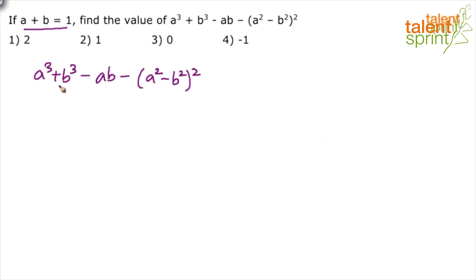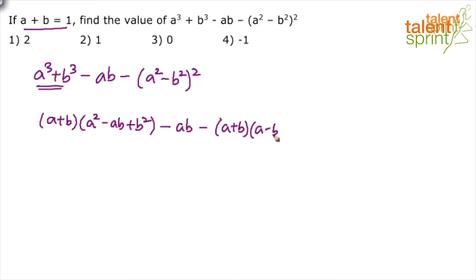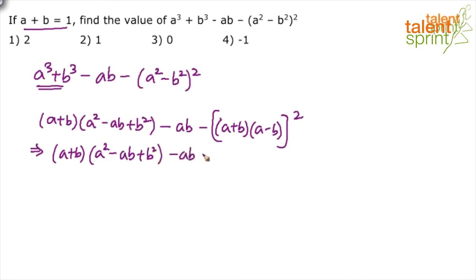For example, a cube plus b cube can be taken as (a plus b) into (a squared minus ab plus b squared), right? So a cube plus b cube is (a plus b) into (a squared minus ab plus b squared), minus ab as it is. What about (a square minus b square) whole square? You know that a square minus b square is (a plus b) into (a minus b). So this is actually ((a plus b) into (a minus b)) whole squared. Now if you expand it further, let us copy this as it is, plus b squared minus ab minus, this is (a plus b) whole squared into (a minus b) whole squared.